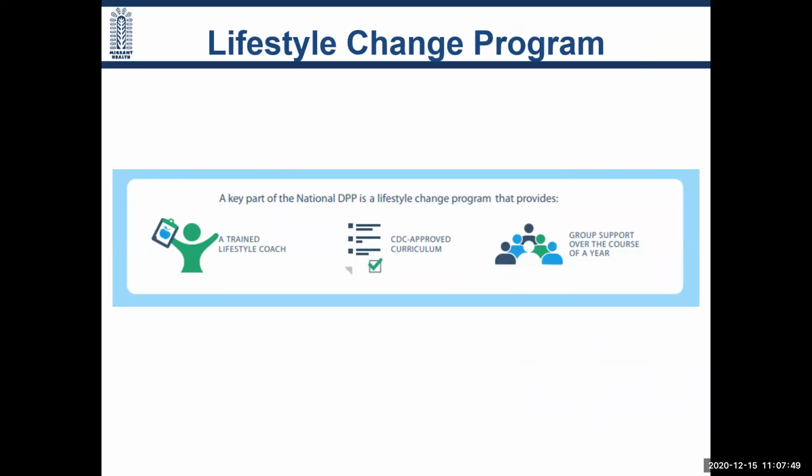When people talk about the diabetes prevention program, really most of the time they're talking about the lifestyle change program, which is the program that is delivered to the participants. The key components of the lifestyle change program are a trained lifestyle coach, which we're going to talk about what the requirements of that coach are; a CDC approved curriculum, and again, we'll give the examples of what the approved curricula that can be used are; and then finally, group support.